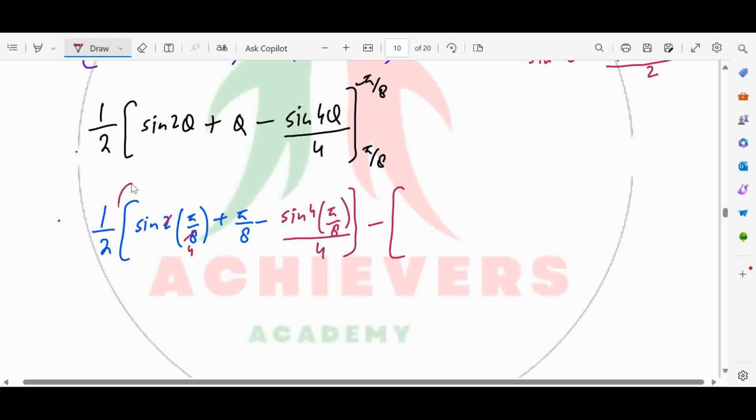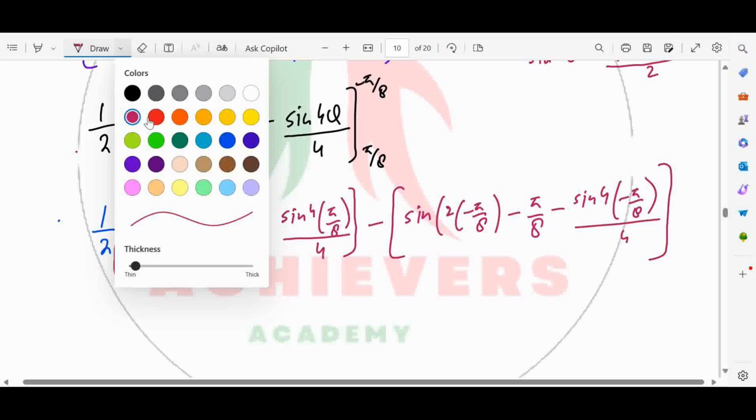This 1 by 2 is outside the main bracket. So sine of minus pi, this one is 2 into minus pi by 8, minus sine of 4 into minus pi by 8, whole divided by 4.